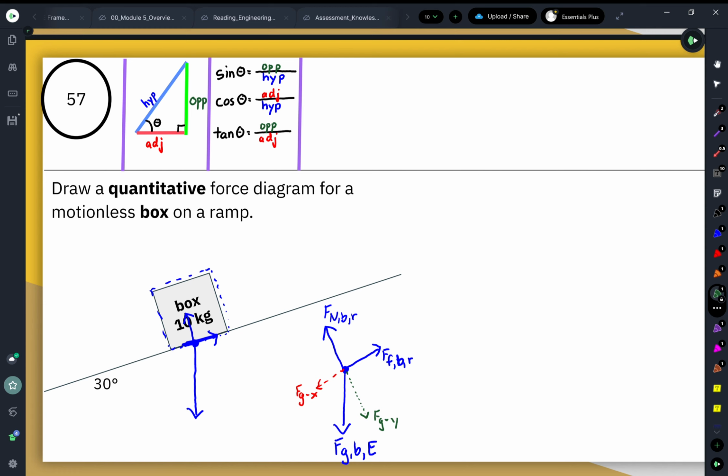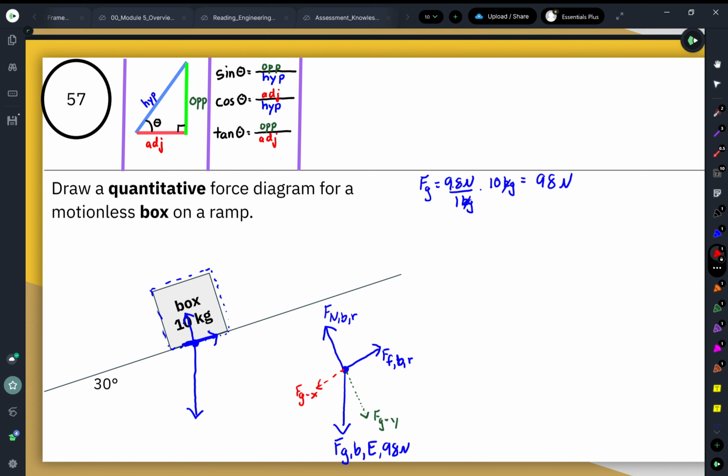Now, when I want to quantify my force of gravity, that's the only force that we actually know how to directly quantify. The force of gravity is quantified with 9.8 newtons of force for every kilogram of mass, multiplied by the mass of the object. The mass of this object is 10 kilograms, so the force of gravity of the box itself is going to be 98 newtons. Our kilograms would end up canceling out. But right now, I need to ultimately figure out how much of that 98 newtons is in the horizontal component and how much is in the vertical component, because I need to quantify the rest of these forces.